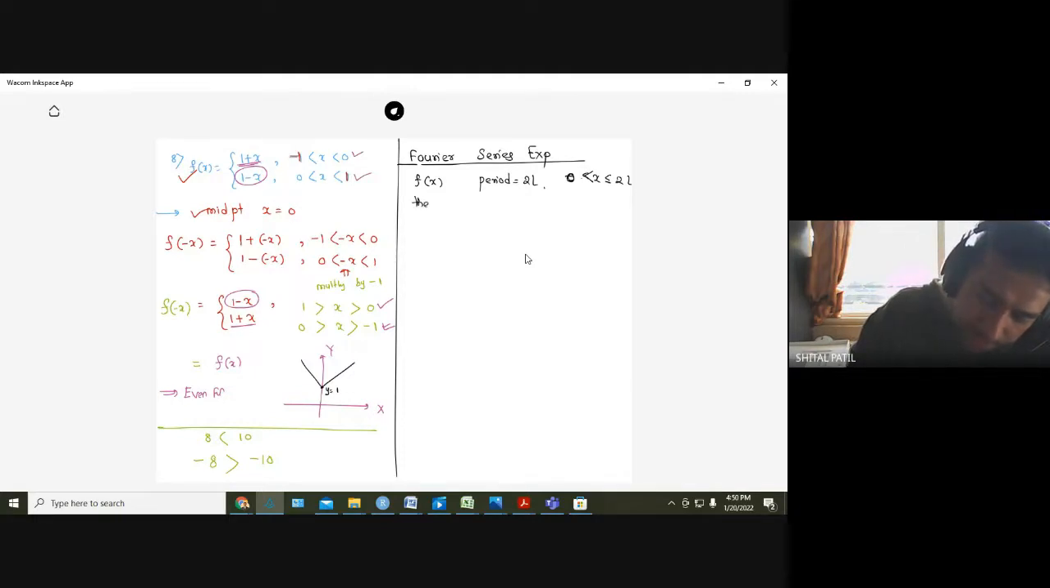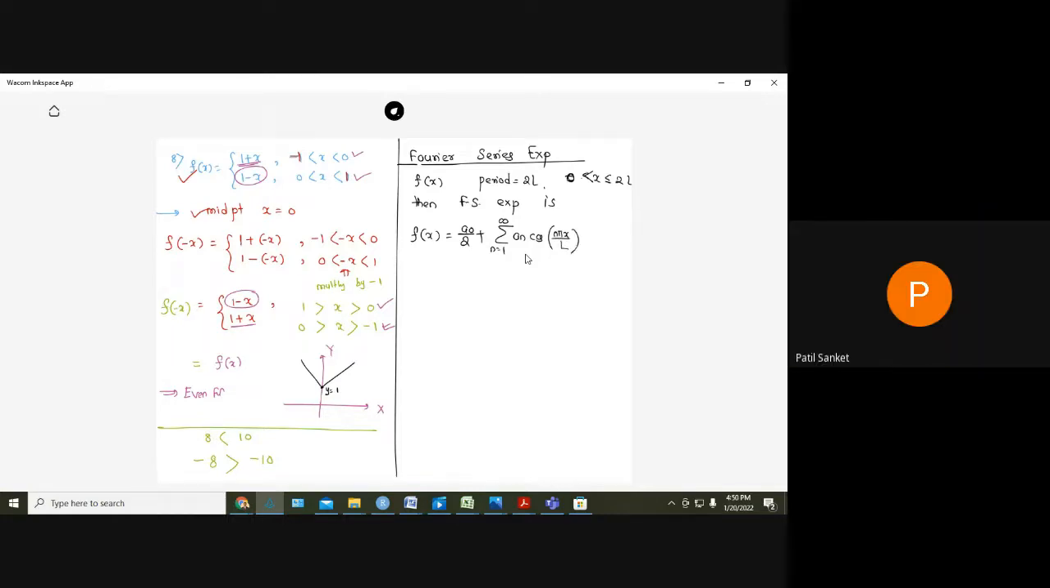Then the Fourier series expansion is f of x equal to, what was the formula? a naught by 2 plus summation n equal to 1 to infinity of a n cos of n pi x upon L plus b n sin of n pi x upon L.